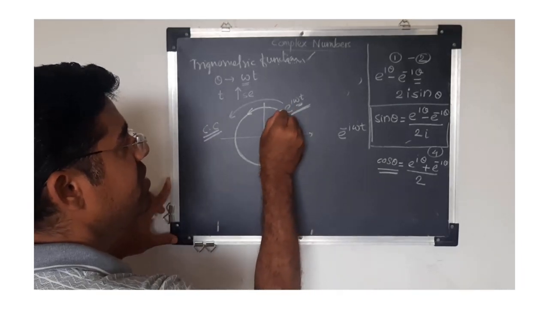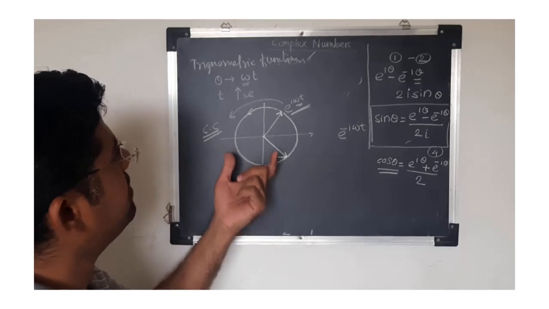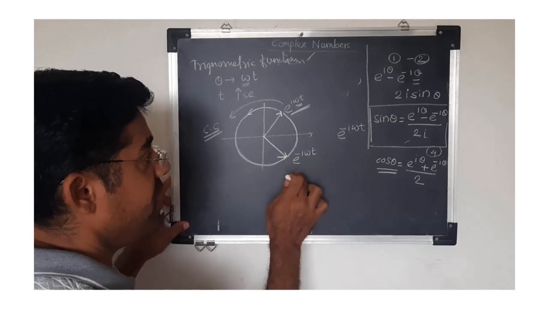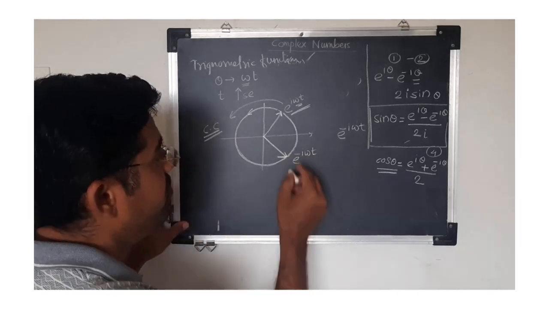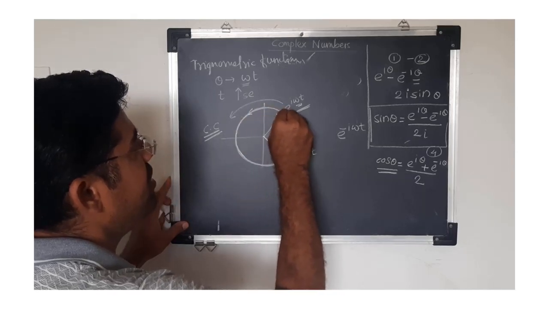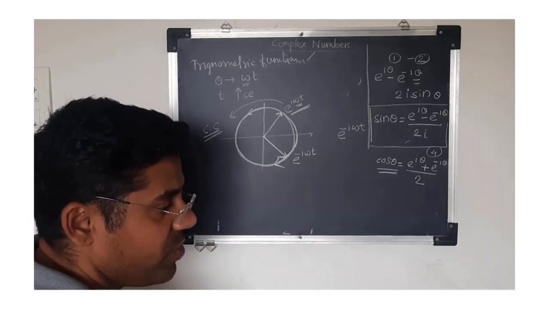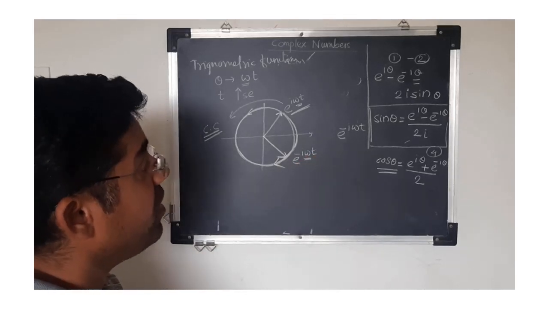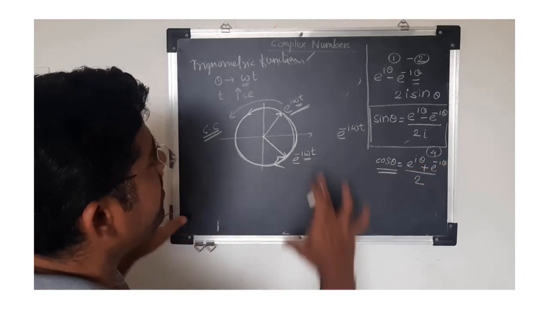Again, e raised to minus i omega t describes a circular motion with a clockwise direction, with frequency omega. Now we have to do e raised to i theta plus e raised to minus i theta, so we have to do the addition of these.